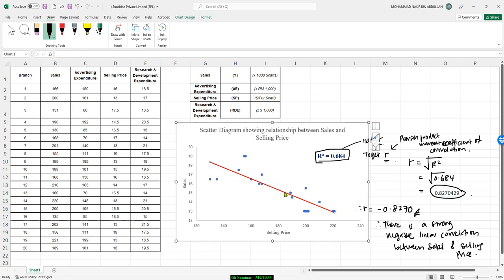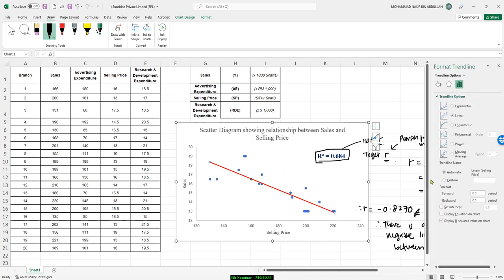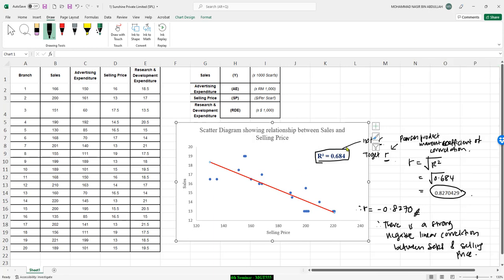right? Trend line ni, I right click, I click on format trend line, and I display R square on the chart kan. So you can keluar R square. So R square is the square of the R value, right? So we need to take the square root of R squared. So kita akan dapat 0.82.